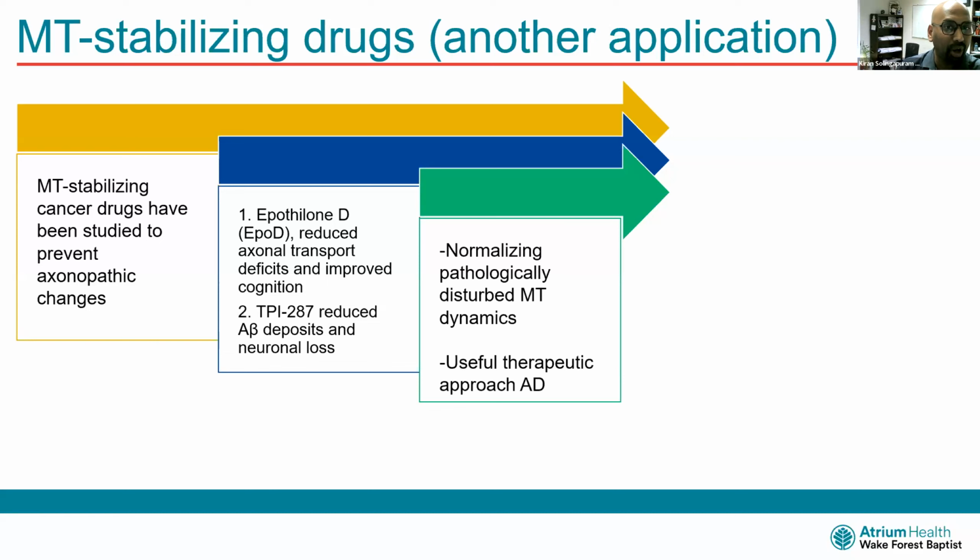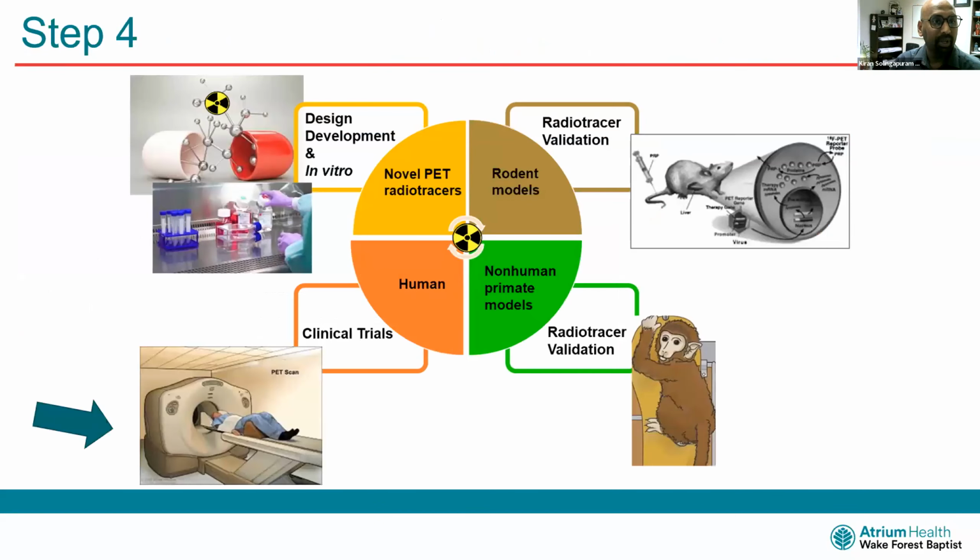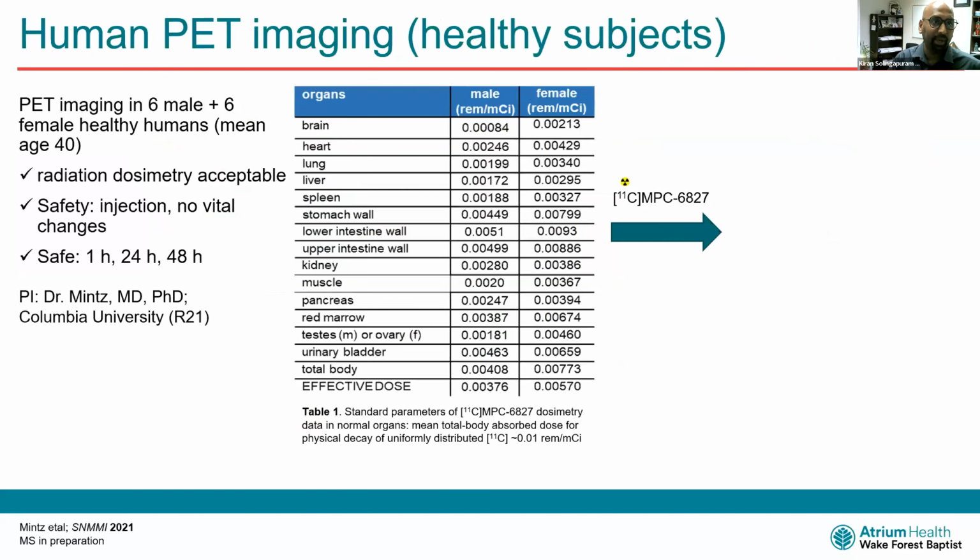Another application of imaging microtubules is that PET imaging could track the real-time destabilization, and it could be optimal for AD therapeutic development. So with this, we move to humans. Before we did it in AD humans, I want to show something we did with the normal healthy humans we started with.